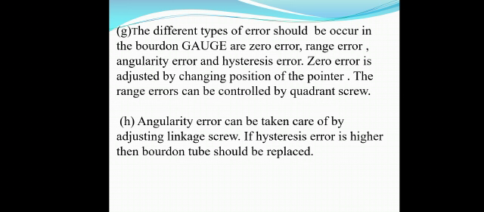Next, G point, the different types of errors that occur in a Bourdon tube gauge are zero error, range error, angularity error and hysteresis error. Zero error is adjusted by changing the position of the pointer. The range error can be controlled by the quadrant screw. Next, H point, angularity error can be taken care of by adjusting the linkage screw.